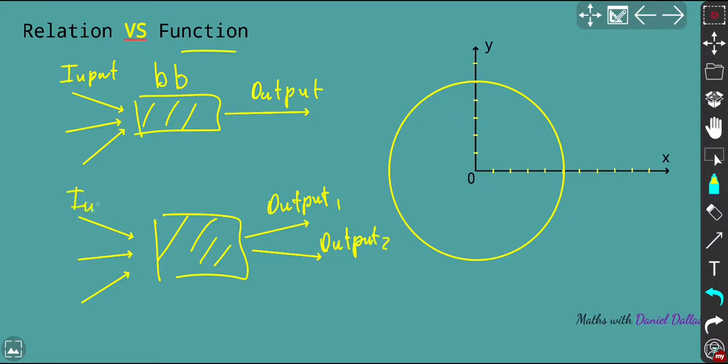Basically, the contrast is that it will throw you different or several outputs. So input 1, input 2. That's what is called a relation. So this is a relation in contrast to how a function works.